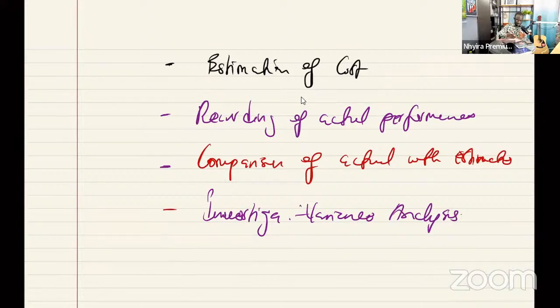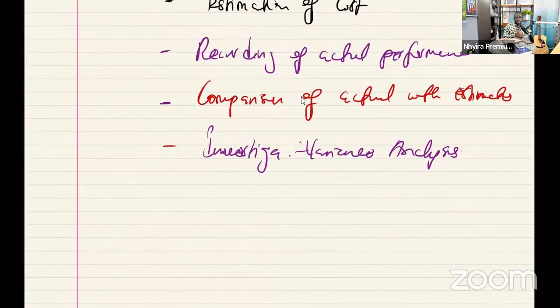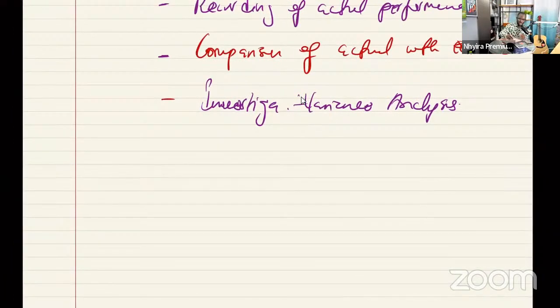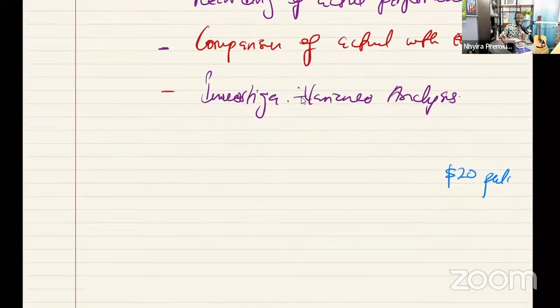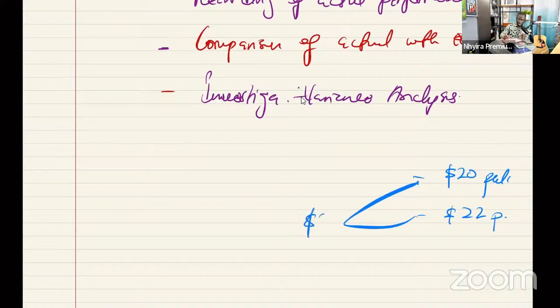So we estimate the cost. How much do we intend to incur? So maybe during the year, let's say we are producing condoms. We estimate that we will incur a cost of $20 per pack of condom for the period under review. During the year, how much cost did we actually incur? Because of the Russia-Ukraine war, we actually spent $22 per pack. Uh-oh. So now we compare the two. We realize that we've spent more than we are supposed to spend. We spent an extra of $2.